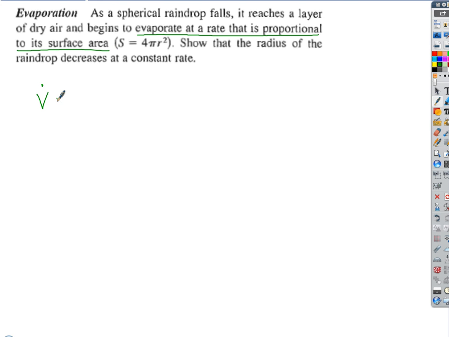So V dot equals negative K times S, which is just 4 pi r squared, right? Where K is some positive constant.